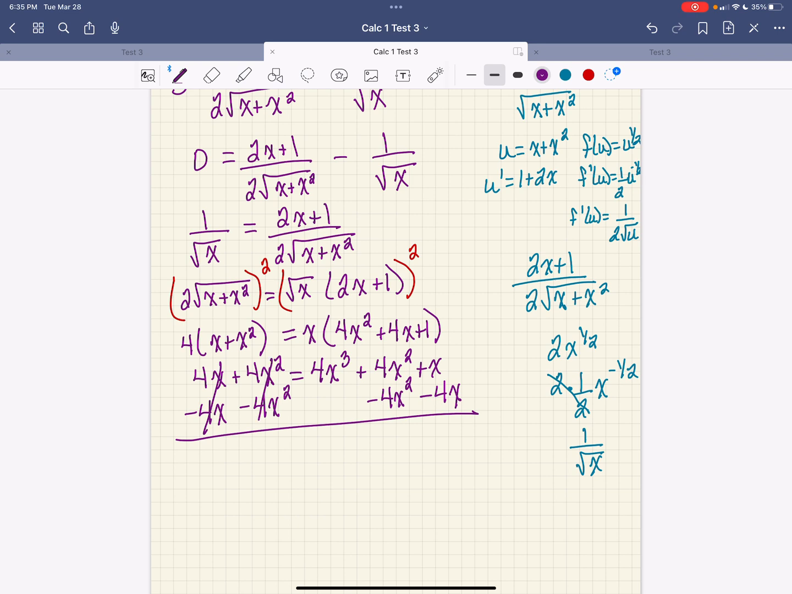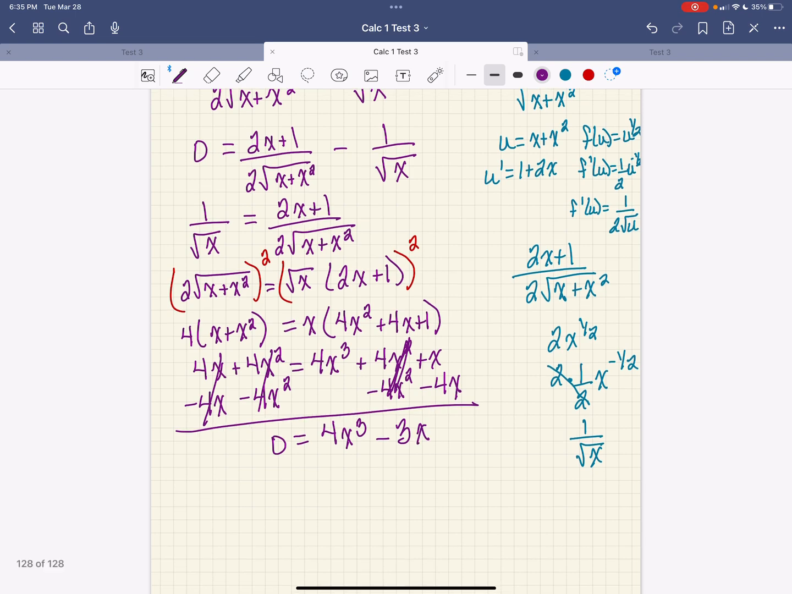So over here I end up with 0, and then I have 4x cubed. These cancel, and I'm left with minus 3x. This has something nice for us to be able to factor out. I can factor out an x.